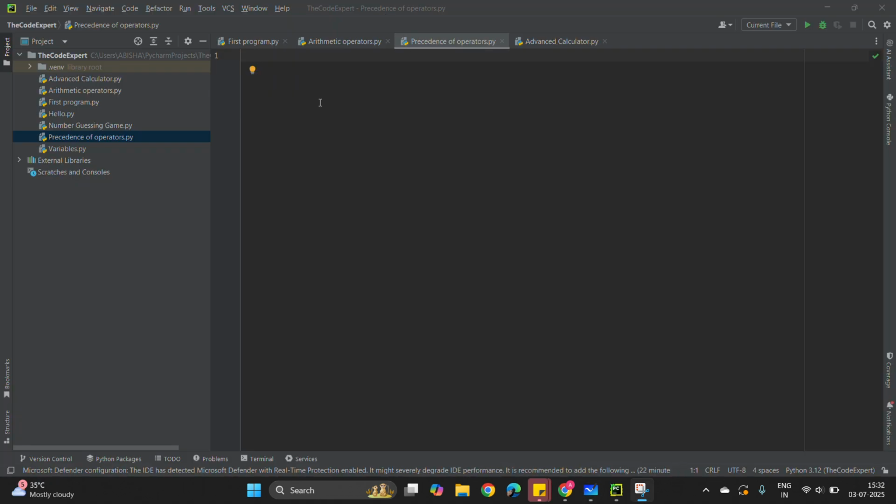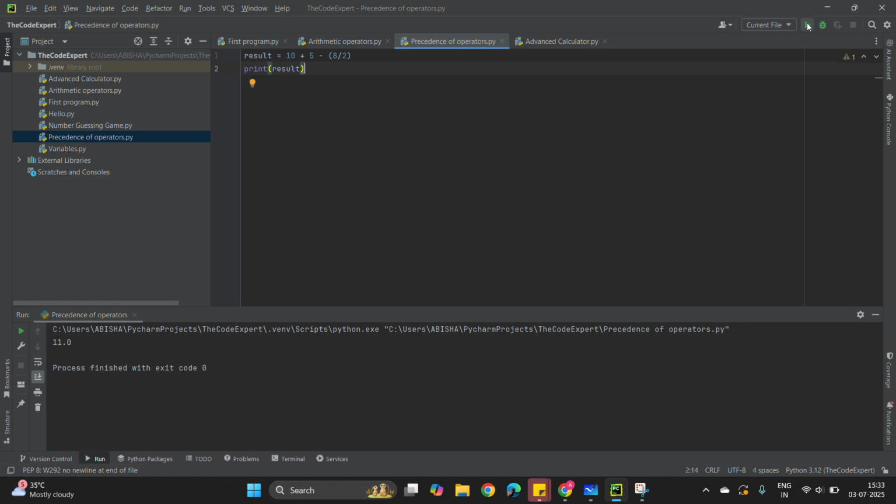So now I have opened PyCharm and created a project, Precedence of Operators. Now let's try the same problem inside PyCharm. So I'll type result is equal to 10 plus 5 minus 8 by 2 and print result. Okay, now I'll execute this. The answer is 11.0 as we have discussed already.